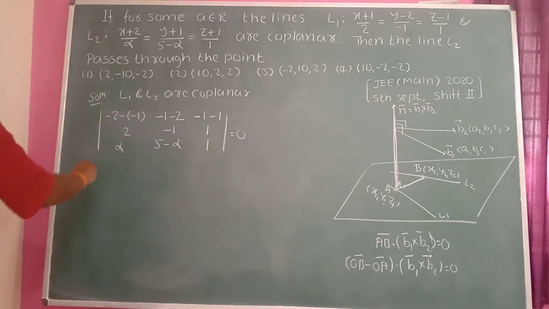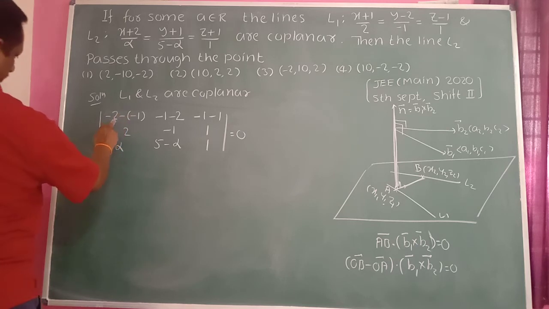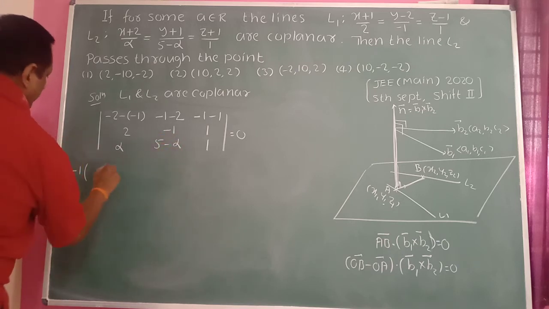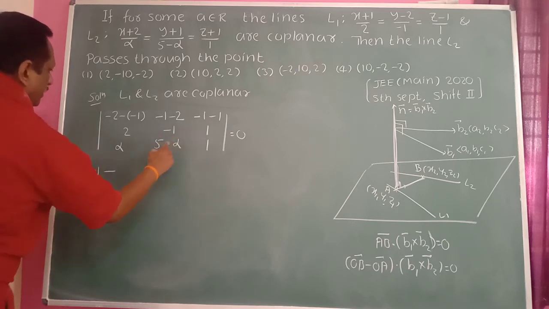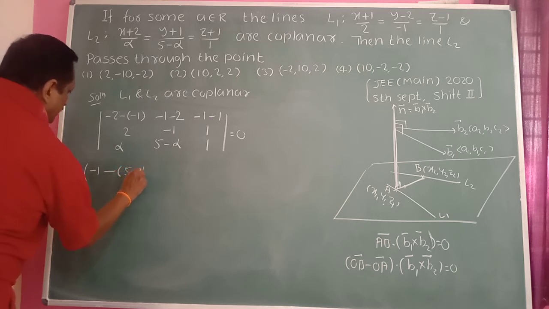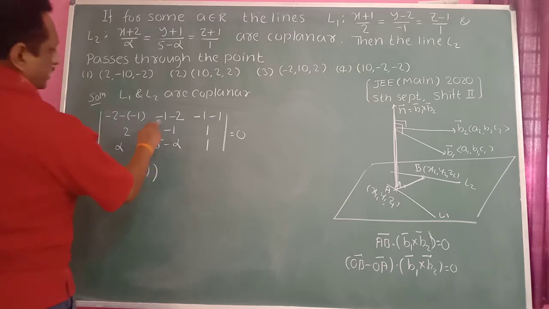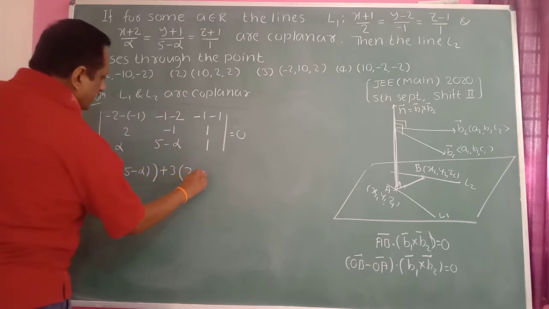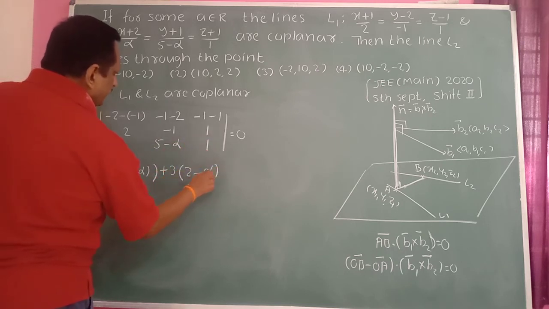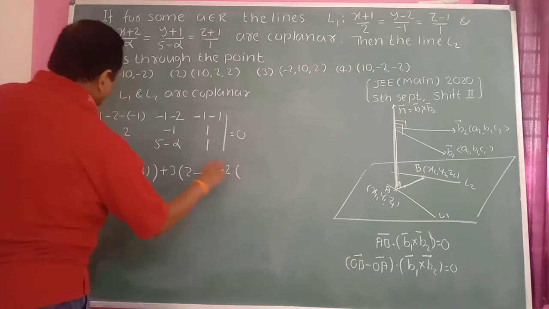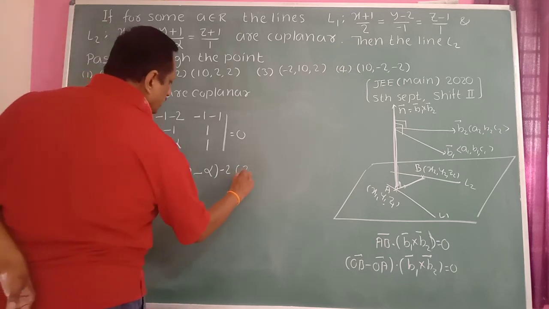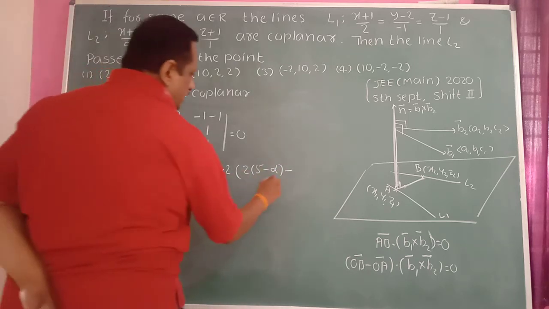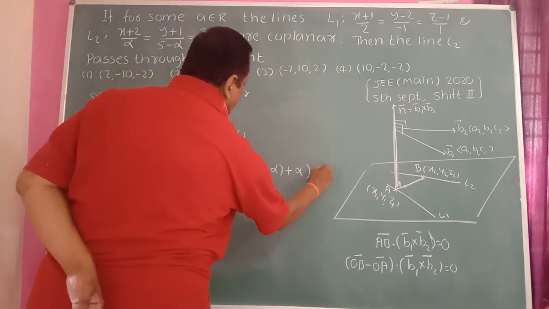Then expand it here. Minus into minus becomes plus. Minus 2 plus 1 is minus 1. Minus 1 into minus 1 into 1, minus of 1 into 5 minus alpha, bracket complete. Minus 1 minus 2 is minus 3, minus minus plus 3 into bracket, 2 into 1 becomes 2, minus alpha into 1 becomes alpha, minus 1, then minus 2 into 5 minus alpha, minus alpha into minus 1 is plus alpha, that is equal to 0.